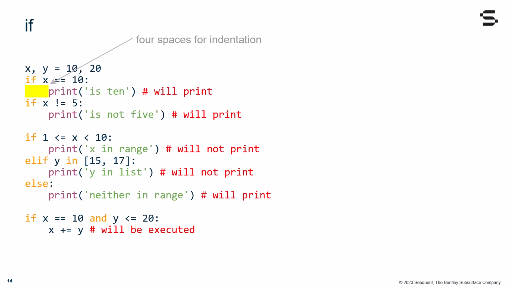This code will print "is 10" only when the condition of the if statement is satisfied. Then we add another if statement in case x is not equal to 5. This will print another text. This will also print "is not 5" as the condition of the second if statement is also satisfied.